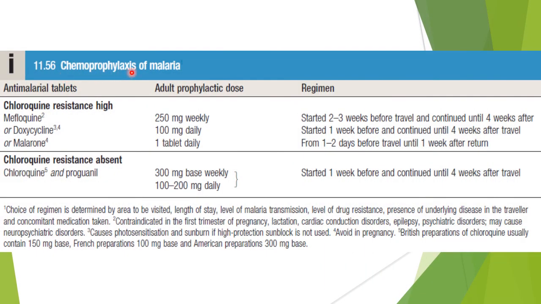Talking about chemoprophylaxis of malaria, the drugs used depend on whether the chloroquine resistance in the region is high or absent. If the resistance is high, you can use mefloquine, doxycycline, or Malarone. Or if the chloroquine resistance is absent, we can use chloroquine plus proguanil. The dosage and the regimen is given here. You can pause and see it.